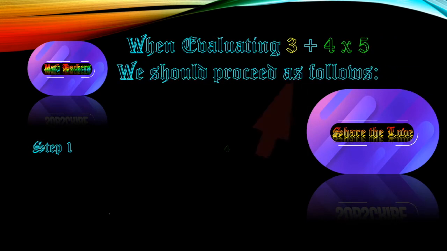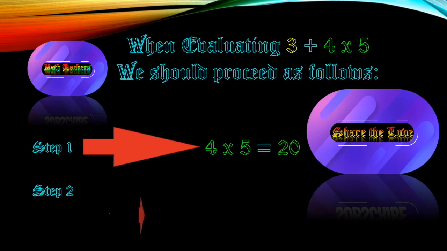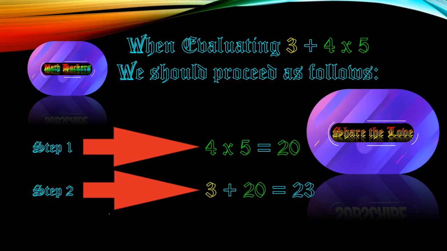When evaluating 3 plus 4 times 5, we should proceed as follows. Step 1. Bodmas rule, multiplication, first priority. 4 times 5, which is 20. Step 2. Followed by addition, 3 plus the answer from step 1 will result in the correct answer of 23.